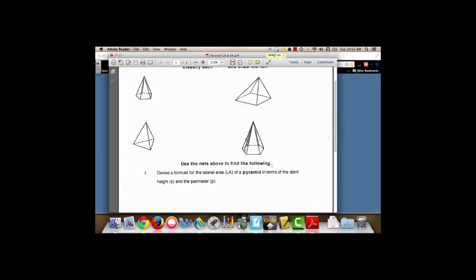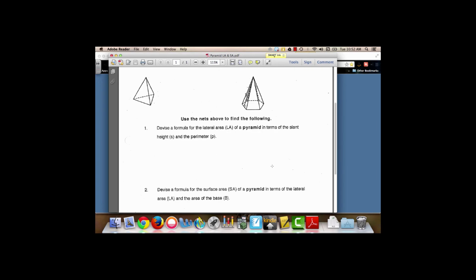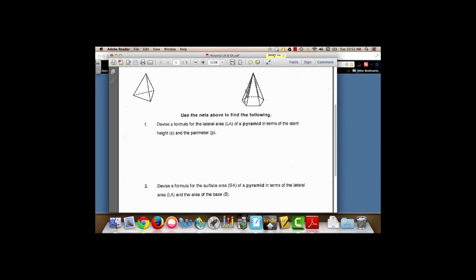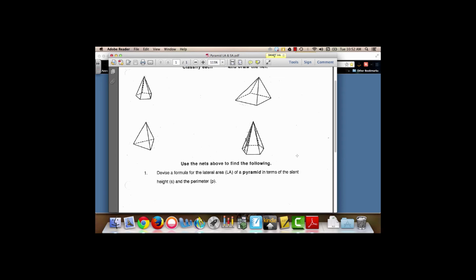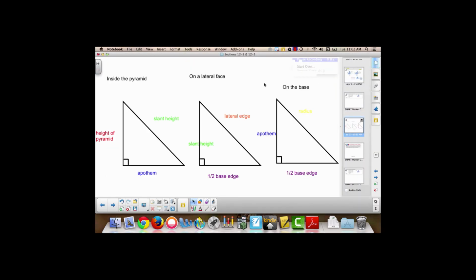Finally, once you've done that, go ahead and come up with a formula for pyramids for the lateral area and then surface area. Lateral area needs to be in terms of the slant height and the perimeter. Again, we're talking about the perimeter of the base. Use what you learned from the lateral area and surface area of prisms as a guide to help you in this activity.